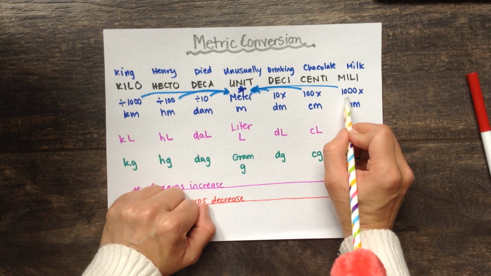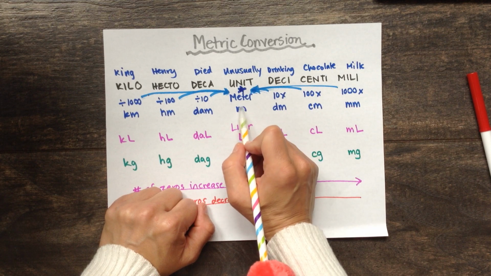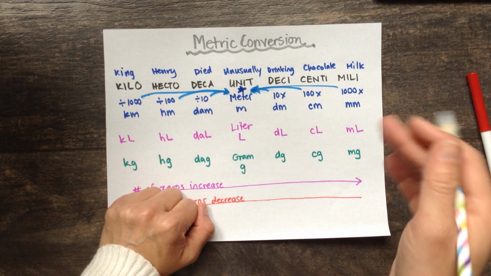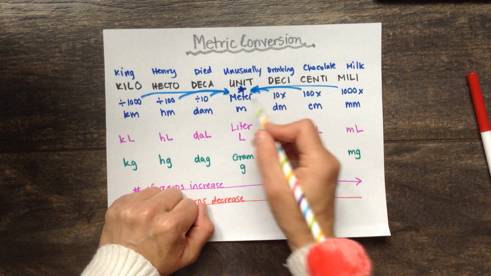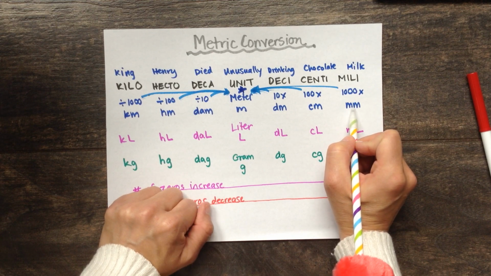Milli, the prefix milli means 1,000. So in this case, I would multiply by 1,000. So let's say we had 3 meters. We wanted to break each of those 3 meters into 1,000 pieces. That's 3 groups of 1,000. So 3 times 1,000 equals 3,000 millimeters.